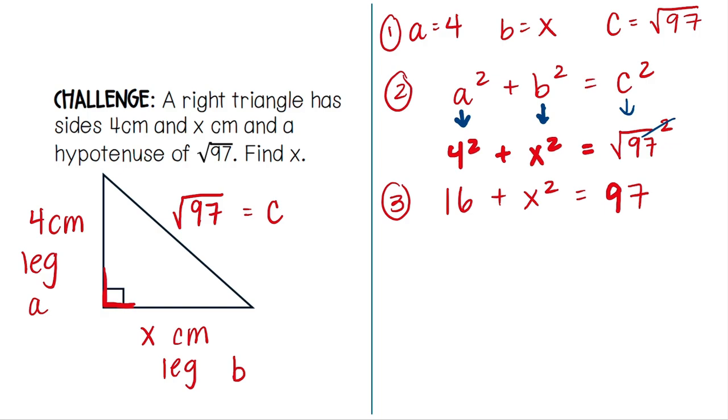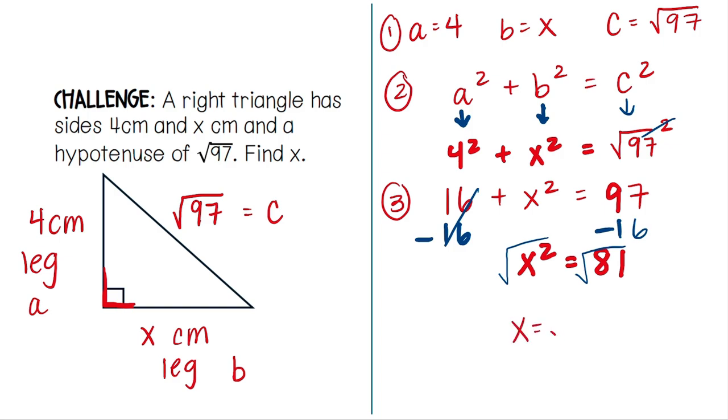So now to get x by itself, I just have to take away that 16 to make it 0. And I'll be left with x squared equals 97 minus 16, which is 81. Then to get x, I would do the square root of both sides. And I get x equals the square root of 81, which is positive or negative 9. So x is 9. My missing leg is 9 centimeters.